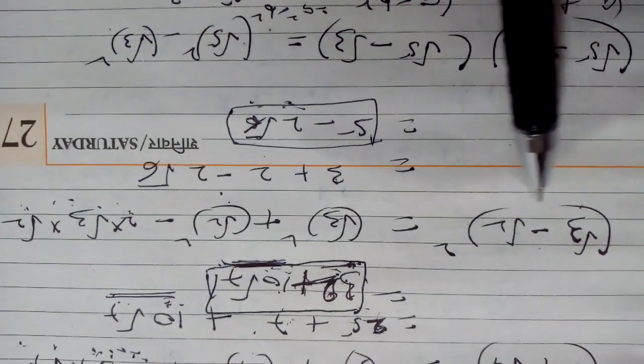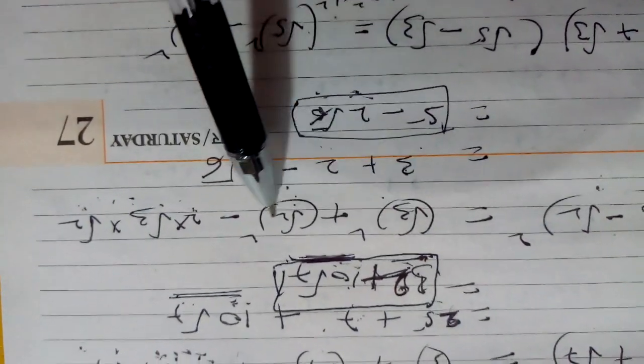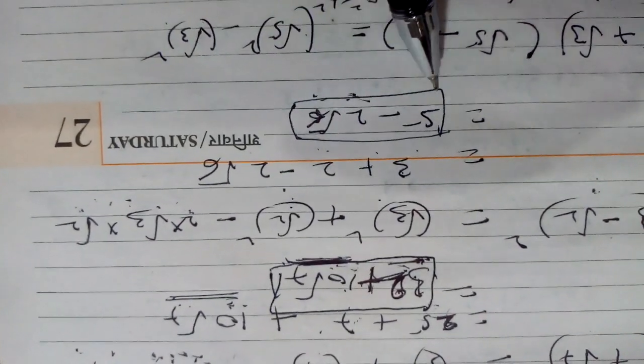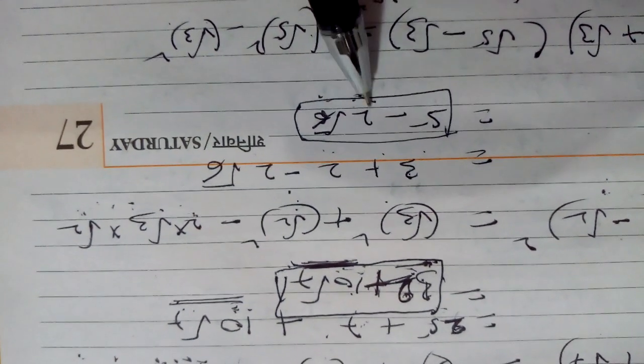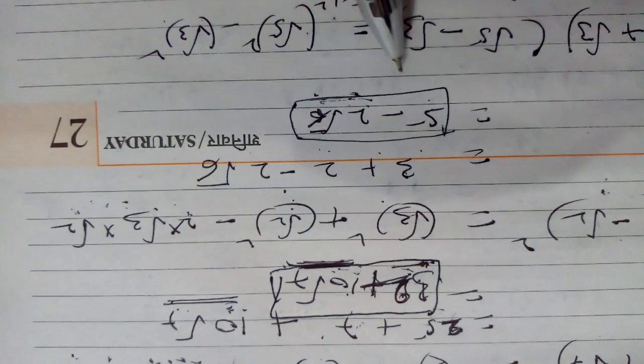Similarly, another example: root 3 and root 2, we both have roots. So here, whole square minus 2ab. The roots are removed by the squares. You get 3 plus 2, 5. But 5 minus 2 will not be done, because it is an irrational number, it is irrational. So that is the final answer.